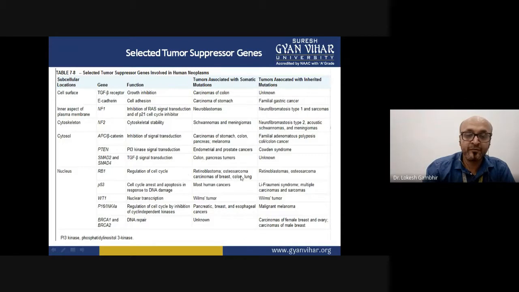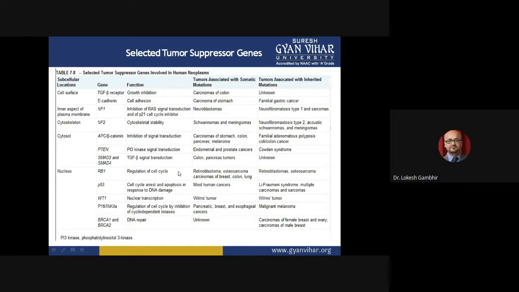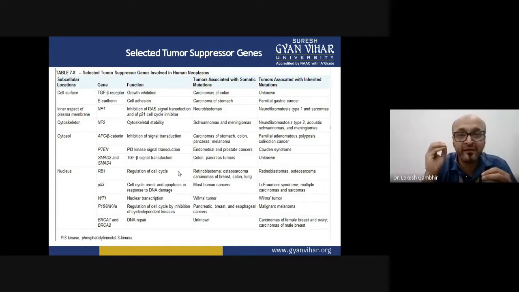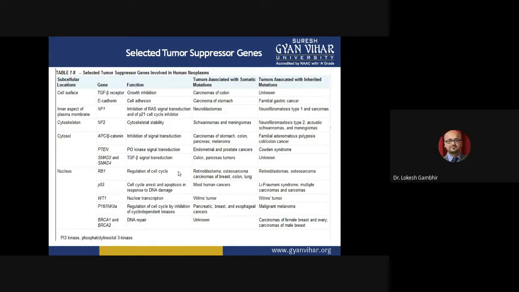or osteosarcoma, colon cancer, lung cancer, breast cancer, and almost multiple types of cancers have been shown to have aberrant P53. That's why it's one of the key regulator proteins which has gone for very in-depth investigation, and the inherited mutations that have been shown to be associated with the tumor. Those mutations can lead to Li-Fraumeni syndrome. The aberrant P53, the mutated P53, leads to Li-Fraumeni syndrome.